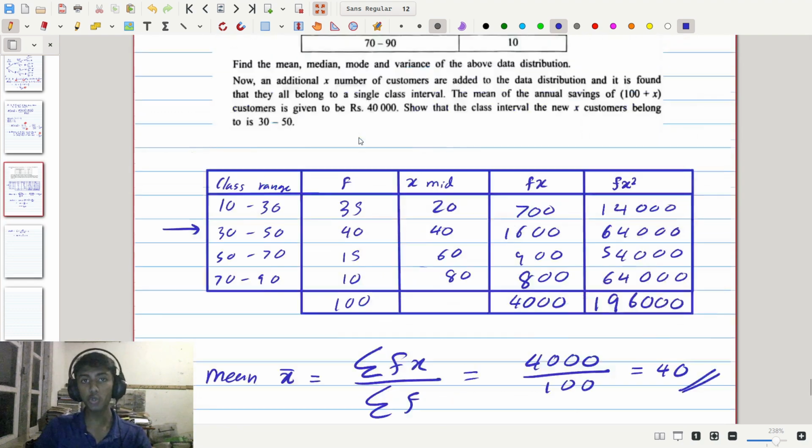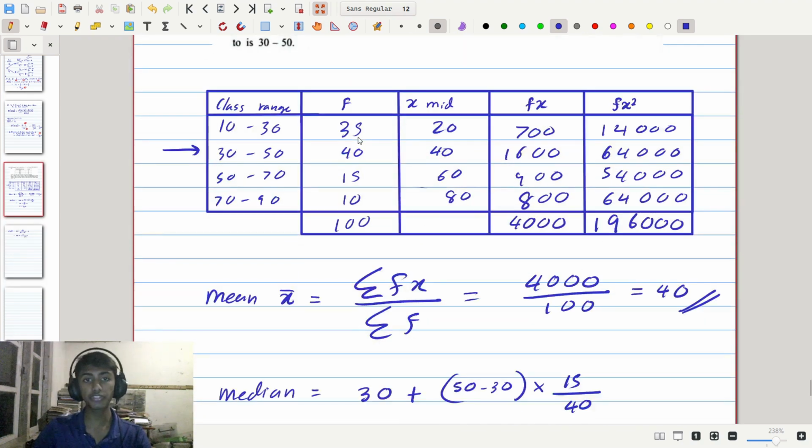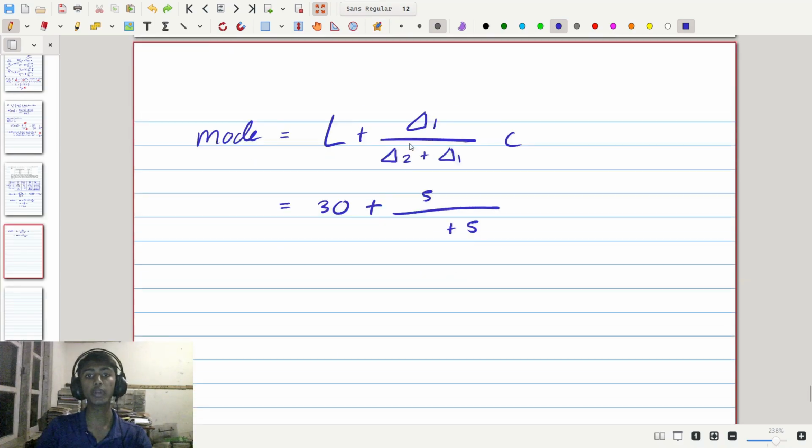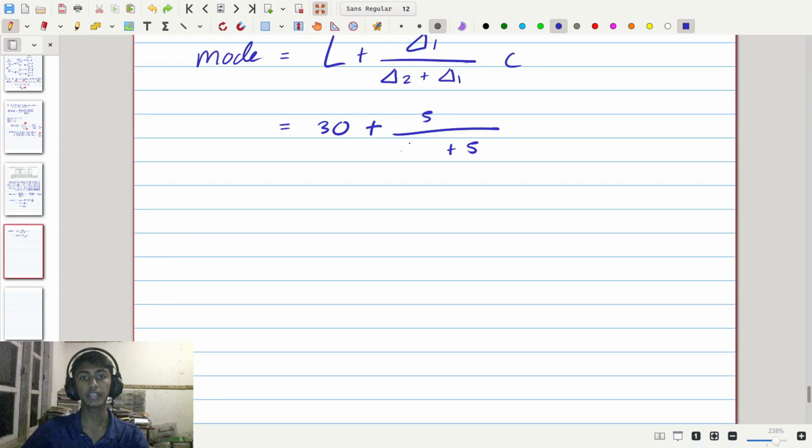Now delta 2 is the difference between the frequencies of the modal class and the class that is above the modal class. In this case, that's going to be this class right here. We can see this class has 15 people, the other class has 40 people. The difference, if you subtract, is going to be 25 people. Therefore, delta 2 is going to be 25 people. So we can write here 25, and finally C.